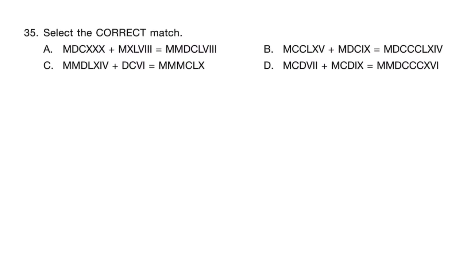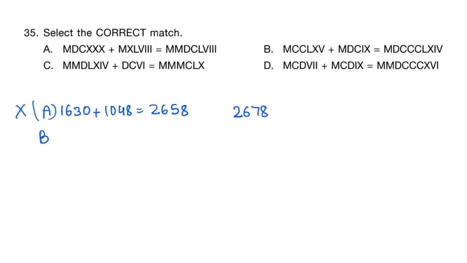Question 35. Select the correct match. First, we will write the Roman numerals in their number form. 1630 plus 1048 is equal to 2658. But no, the sum is 2678. So option A is incorrect.